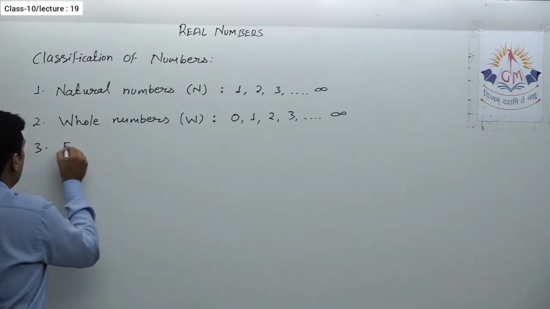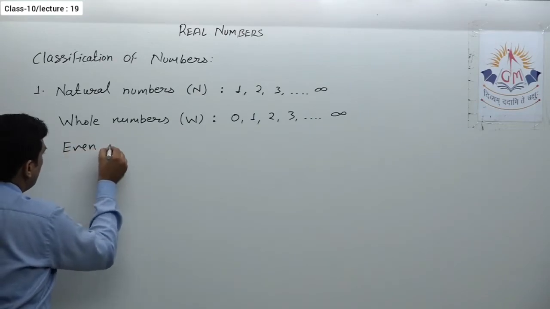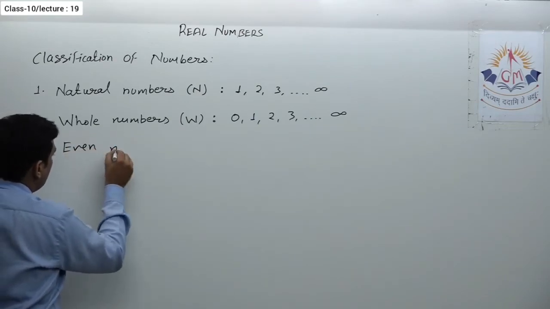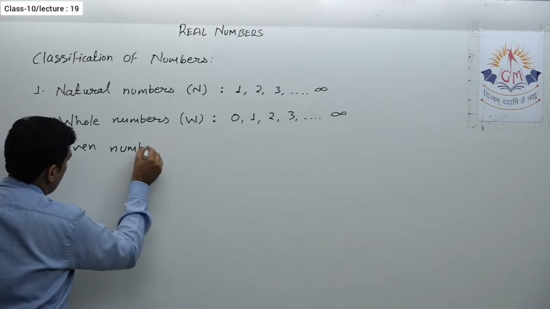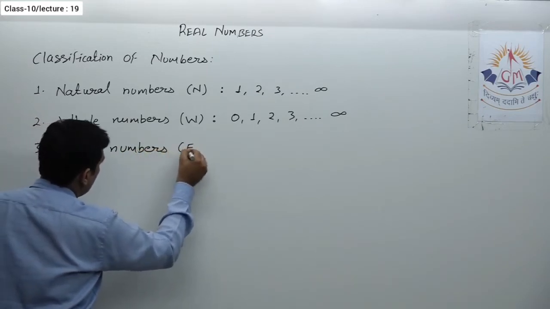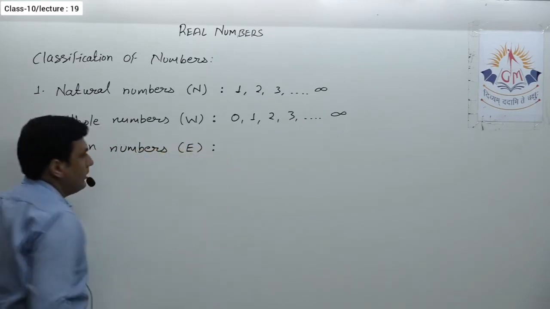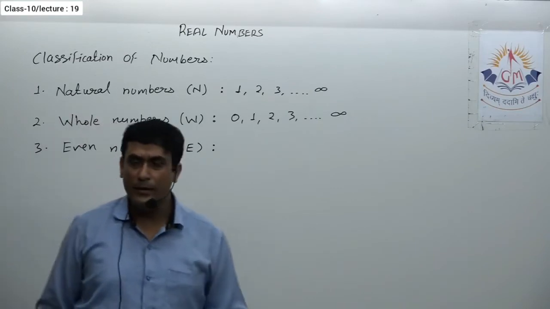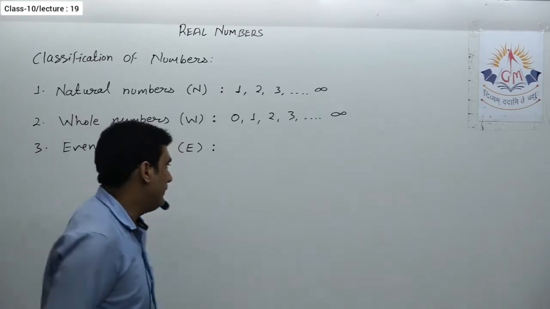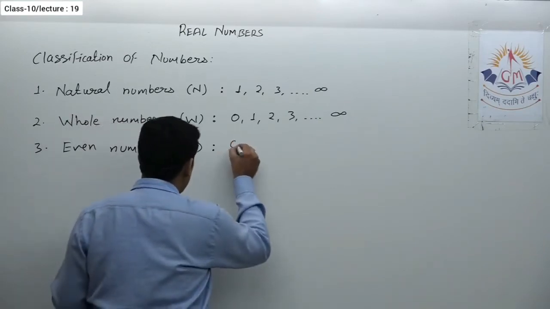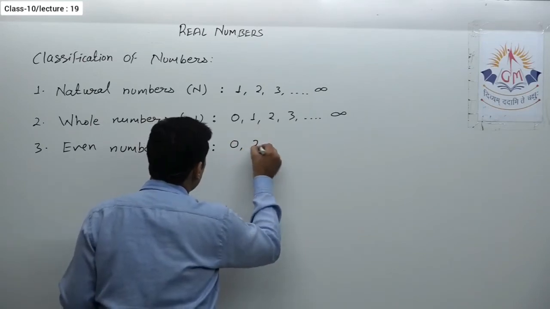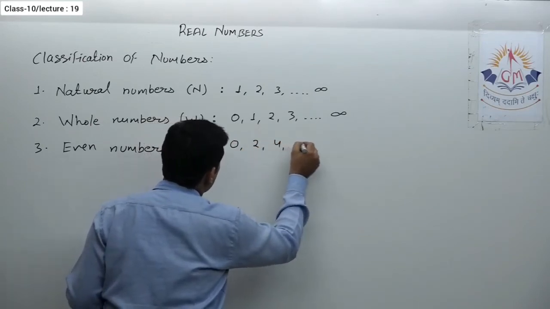Then after the whole numbers, next we will see even numbers, odd numbers. Let us see even numbers first. Even numbers are generally denoted by capital E. Numbers which are divisible by 2 are called even numbers, and 0 is also an even number, so we write the even numbers in that way.